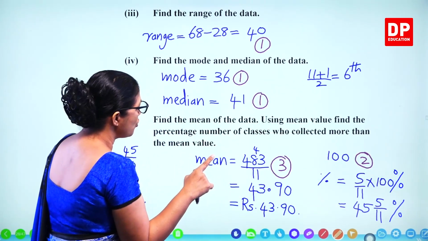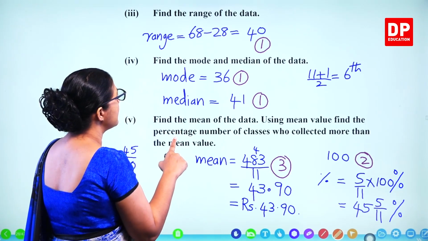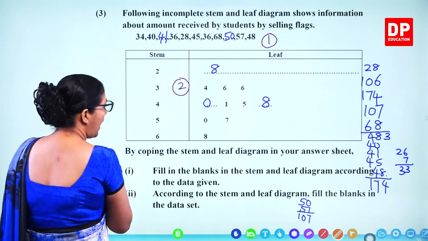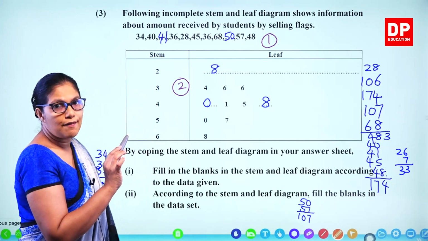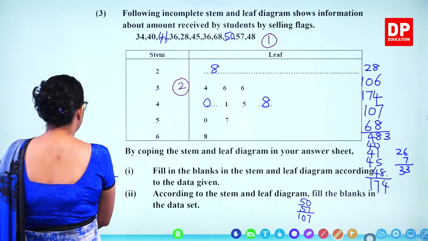So how many marks altogether? 3, 2, 5, 6, 7, 8 and 3 marks, 11 marks for that question.